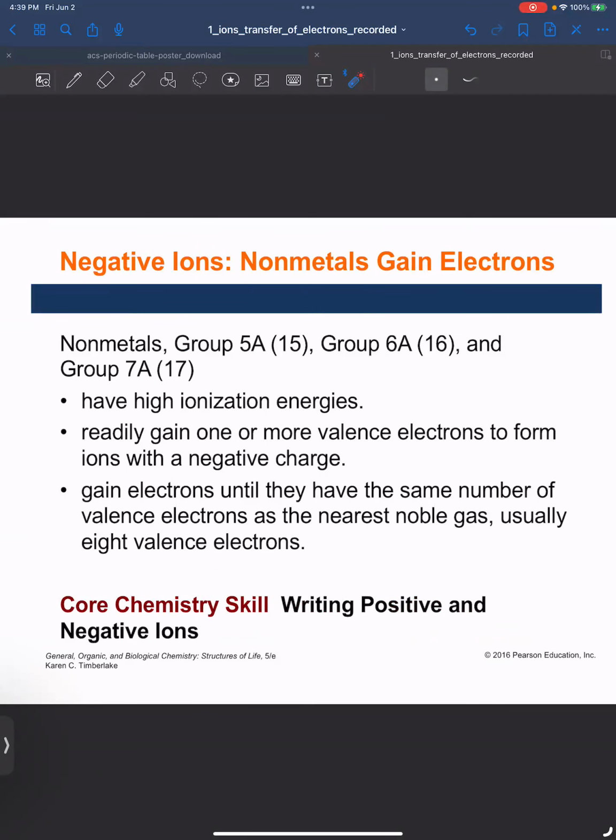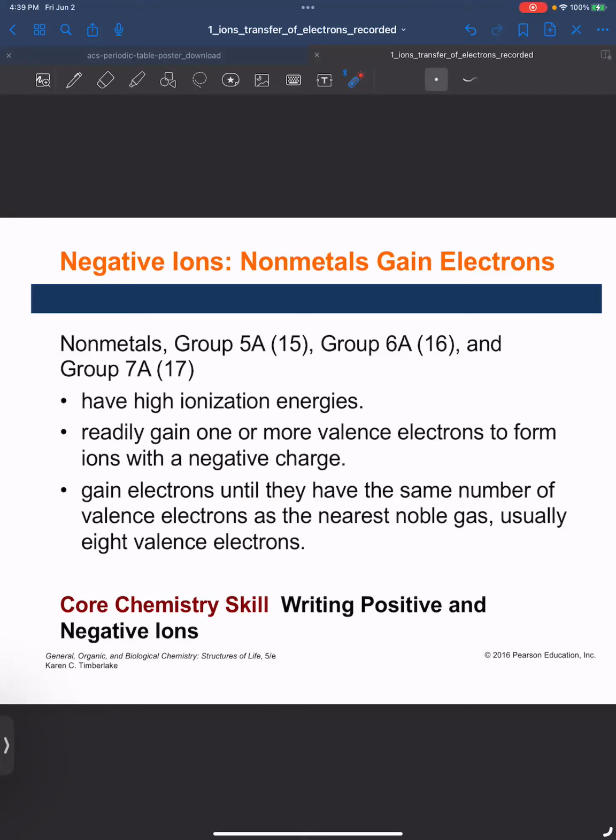Now, nonmetals in groups 15, 16, and 17 are on the other side, and they have high ionization energies, which means they don't like to lose electrons. They don't like to do that at all. And so therefore, it's easier for them to gain one or more valence electrons. And when they gain electrons, they form a negative charge. And they're going to gain electrons until they have the same number of valence electrons as the nearest noble gas. Once again, usually 8 valence electrons.